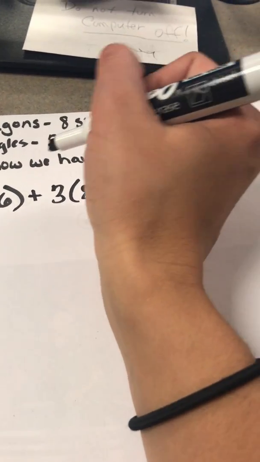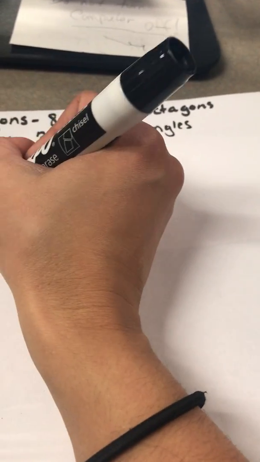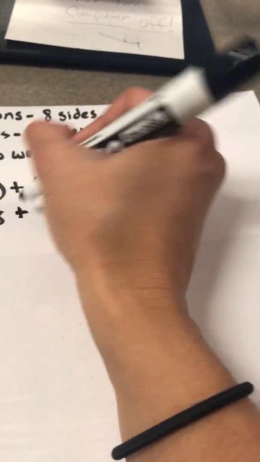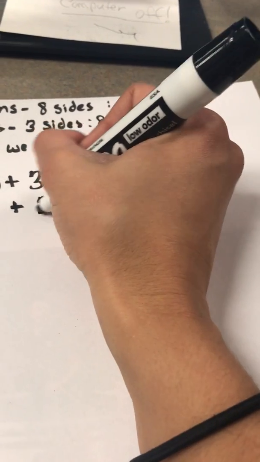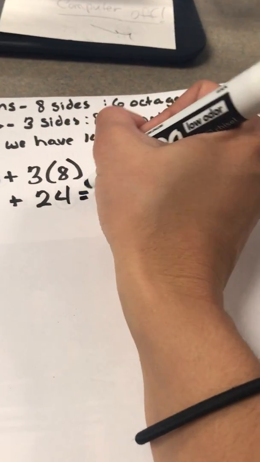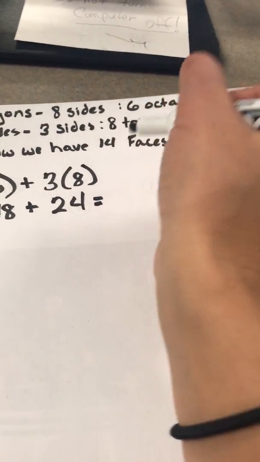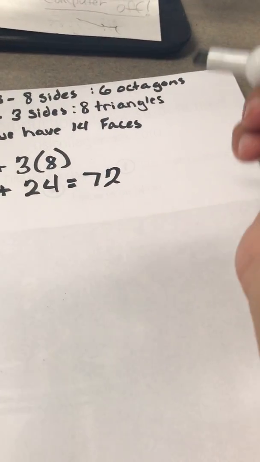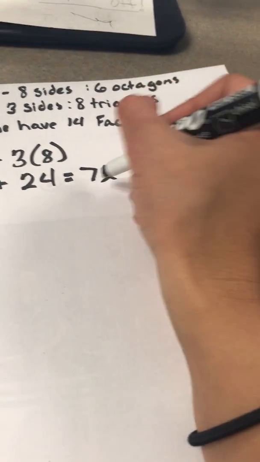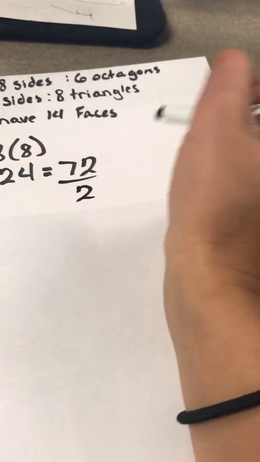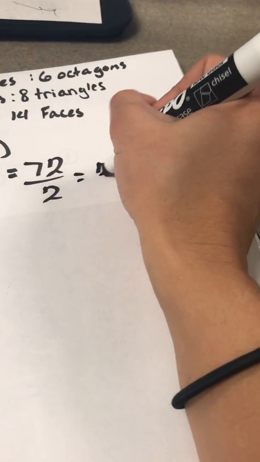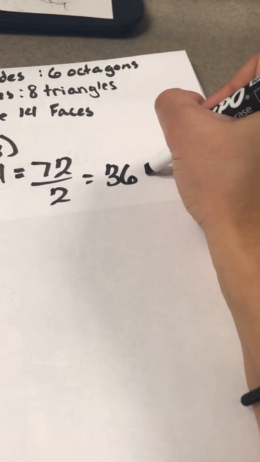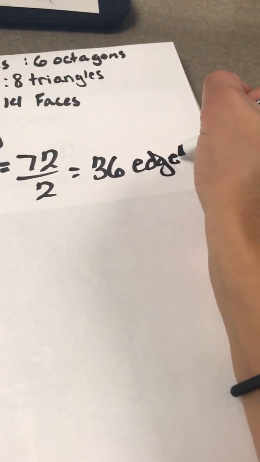So 8 times 6 equals 48, and that's plus 3 times 8, which is 24. That comes out to be 72. Then we're going to find half of 72. If you divide 72 by 2, that will equal 36. And this is how many edges there are.